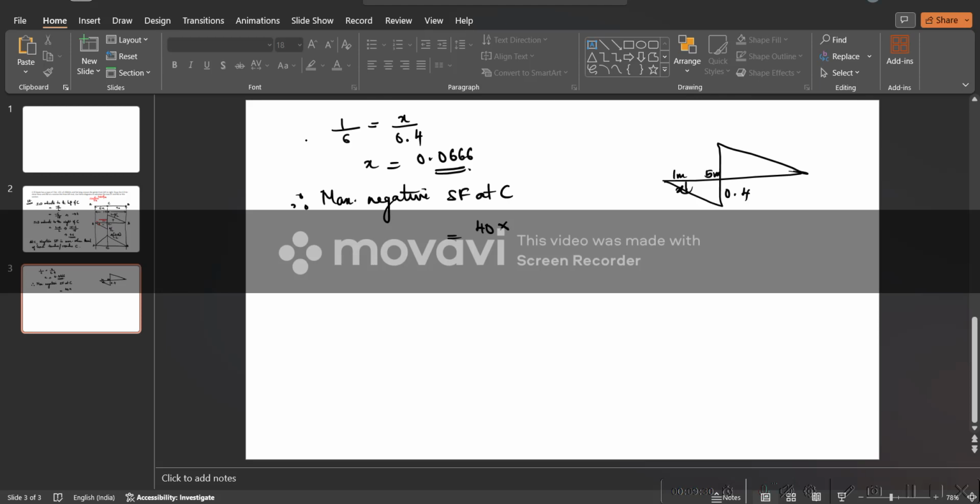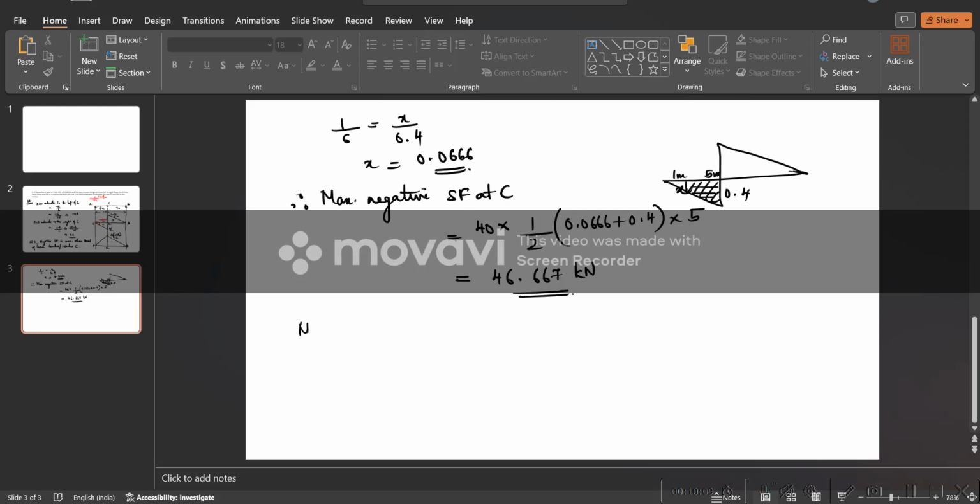So therefore you have maximum negative shear force at C equal to 40, which is the UDL, into the area of this trapezoid. This area is what you have to take. So I will take 40 into the half sum of parallel sides, that is 0.0666 plus 0.4, into this height, which is 5. So simplifying, you get 46.667 kilonewton. This is your maximum negative shear force at C. No need to substitute it as minus and everything, because you're already specifying here that it's a maximum negative shear force.